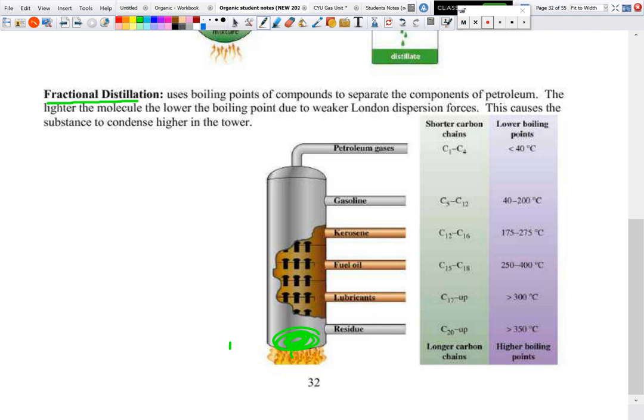And as we move up this column right here, it's really hot at the bottom because this is fire right here, right? And it gets cooler as we move up this column. So of course, as different things with different boiling points move up our main column, they're able to collect these, what we call fractions, at different temperatures.